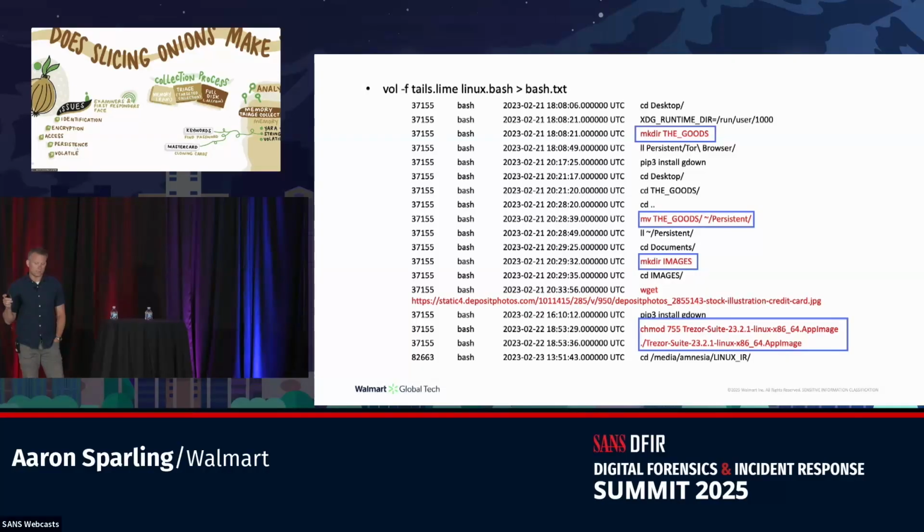They're making a directory called images. They're changing the permissions so that they can actually run their Treasure wallet, which is like a Bitcoin wallet. So you're starting to see some interesting stuff. There's a wget pulling down a credit card image, like a JPEG credit card image. So you can start profiling the user super quick.